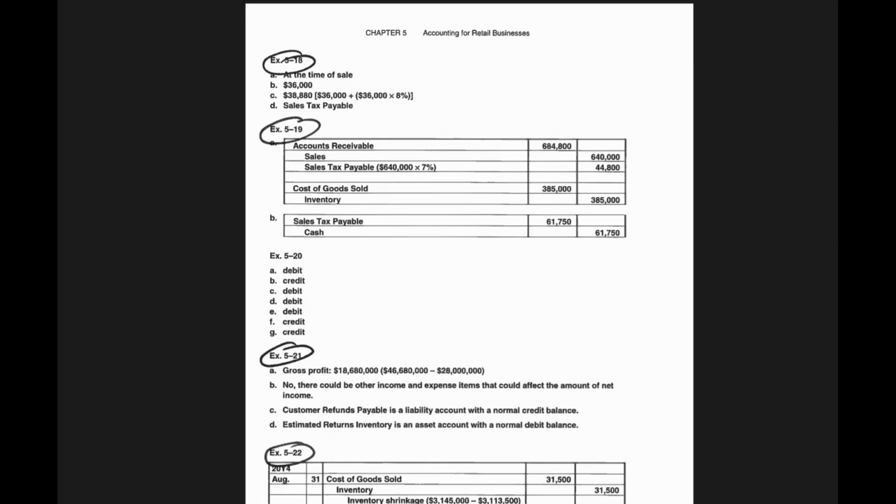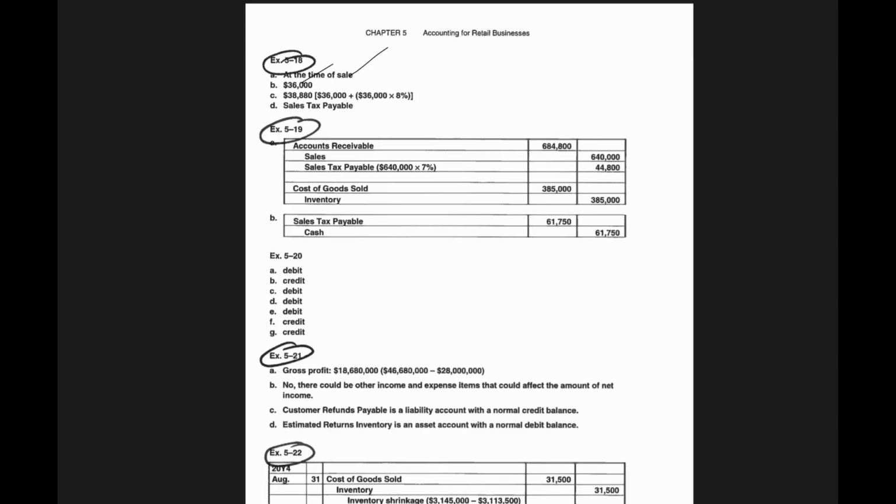What is the amount credited to the sale? What is the amount debited to receivables? And what is the account to which the $28.80 is credited? Well, first, the moment the transaction happens is when we record it, so at the time of the sale. And B is, what is the amount credited to sales? Well, the only thing that we sold is the $36,000. The sales tax is not ours and should not be a part of the $36,000.